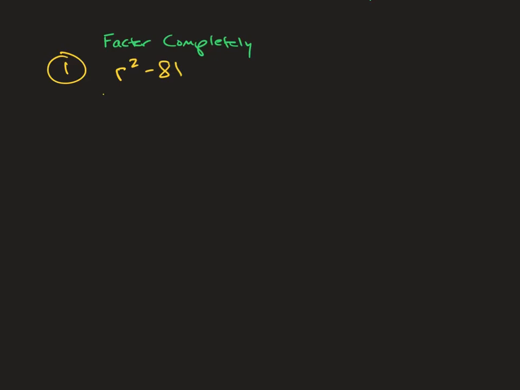Number one, factor completely. Anytime you're asked to factor, the first thing that you want to do is check to see if there's a greatest common factor.